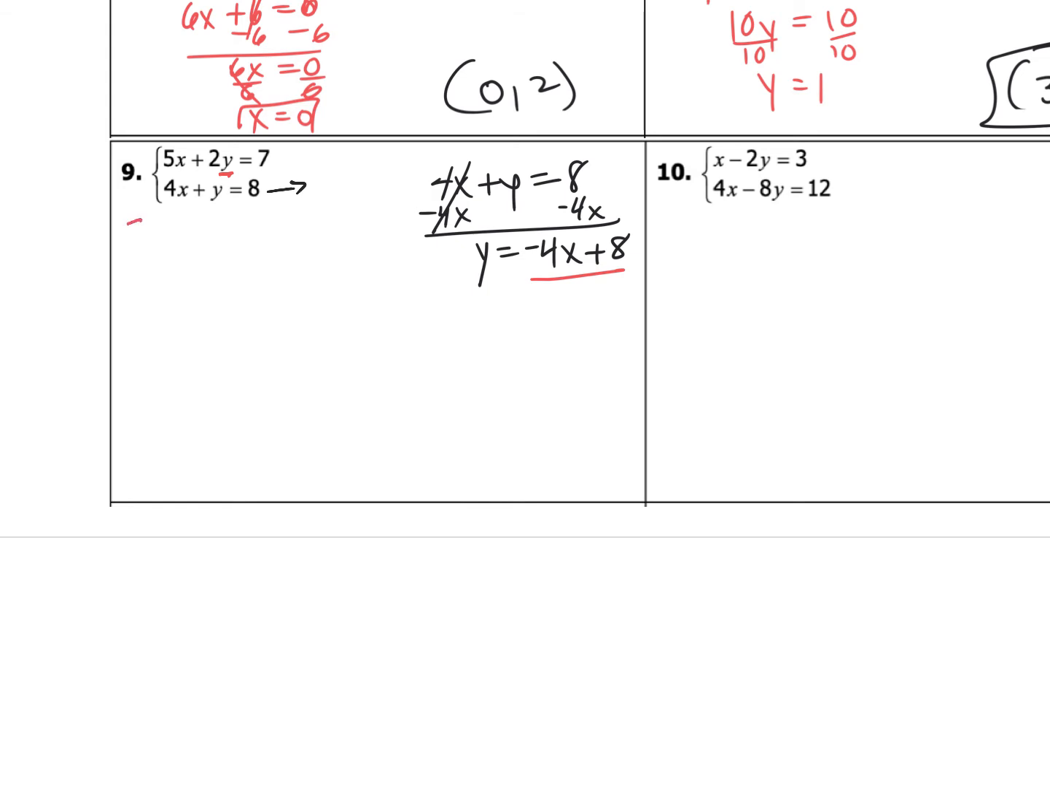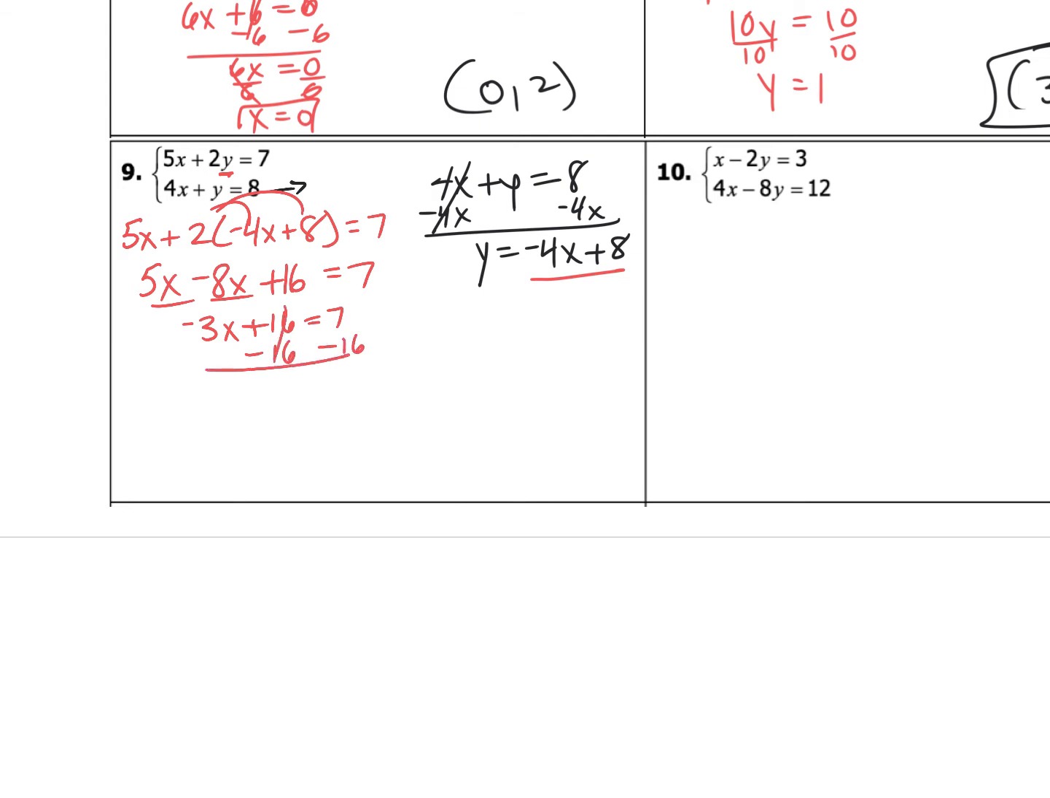So I get 5x plus 2 times negative 4x plus 8 equals 7. Distribute, that's negative 8x plus 16. Bring down the 5x. 5 minus 8 is negative 3x. Subtract 16. Negative 3x equals negative 9. Divide by negative 3. x equals 3.